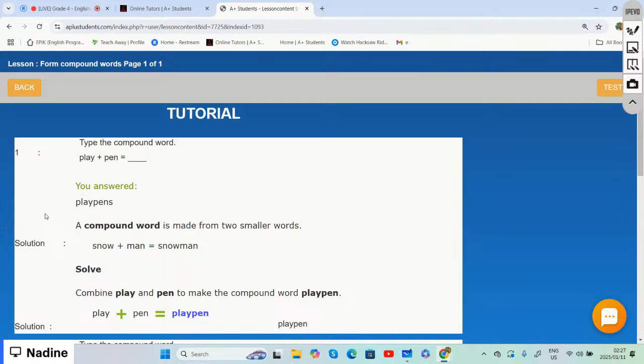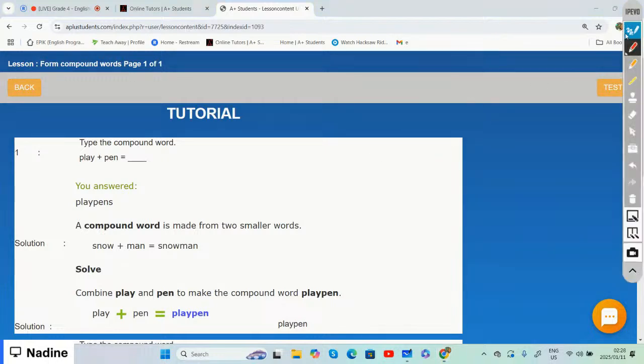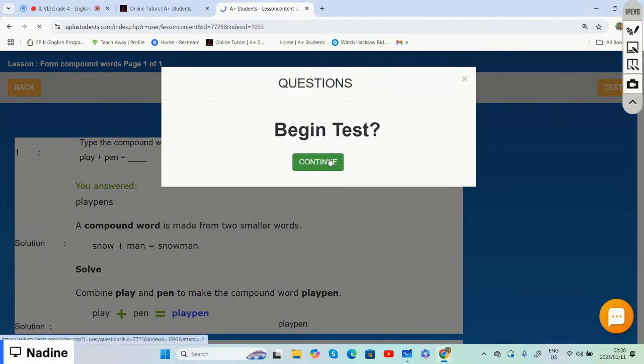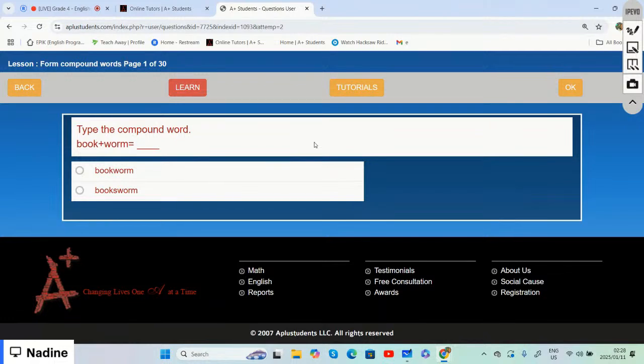And we made examples of snow plus man. It's two words. Once those two words are added to one another, we're creating one word, which is snowman, for example. Now we're going on to our test. We need to type the compound word.